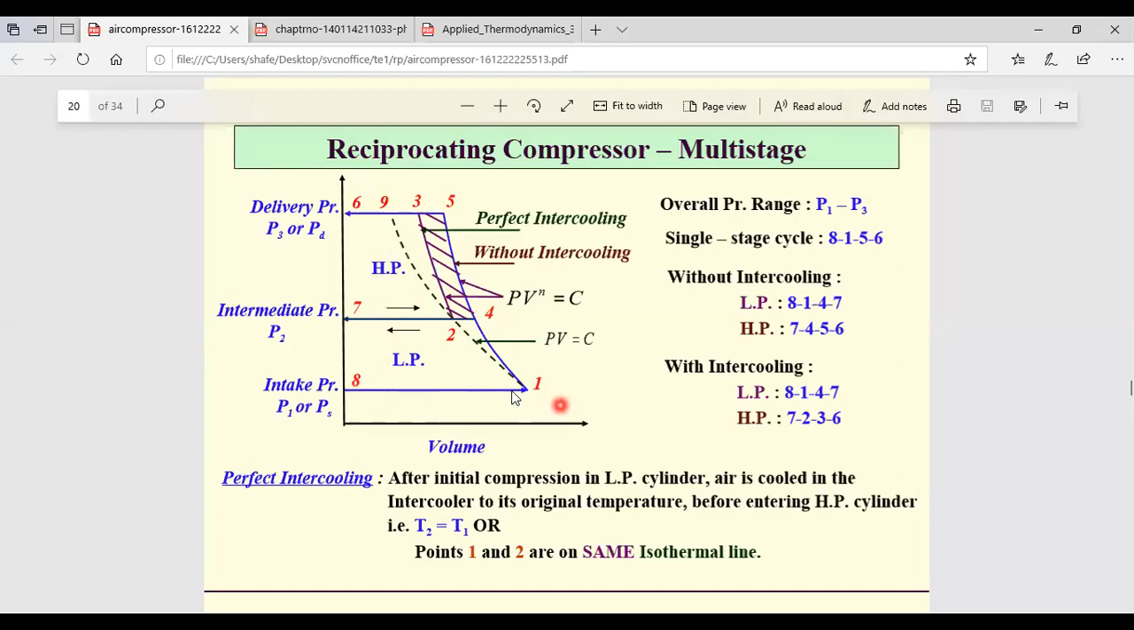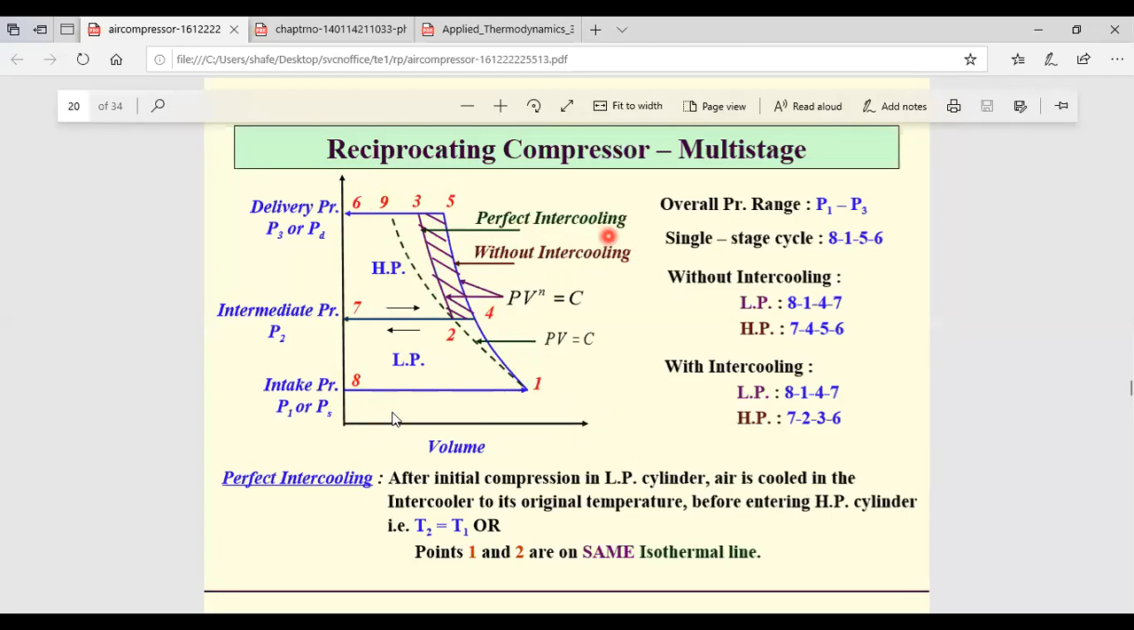Now, what is the cycle now? 8, 1, 2, 3, 6. That's called the multi-stage process. Now you can see here 1 to 5, 5 to 6, 6 to 8. That process is called without any intercooling. Suppose I adopt perfect intercooling, that means I'll be cooling from 4 to 2, and 2 to 3 again compression, then 3 to 6 is delivery. In that case, it's called with perfect intercooling.